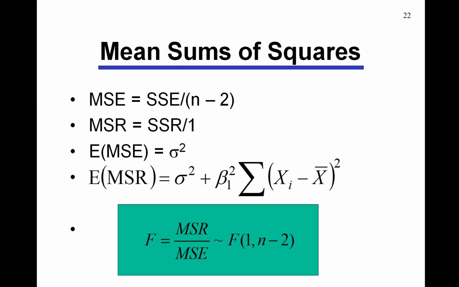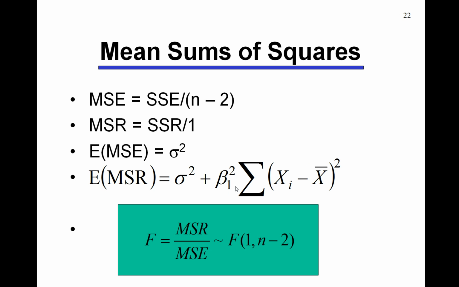Well, it turns out, and again, I might include this in a little write-up that I do in a LiveScribe lecture for you. Not sure. You can find it in various references. But notice that the expected value of mean squared error is sigma squared. We've already discussed that. And the expected value of mean squares for regression is sigma squared plus some other stuff. And notice, if beta 1 is 0, then that other stuff goes away, because we're taking beta 1 squared times the sum of the x sub i minus x bar squared.